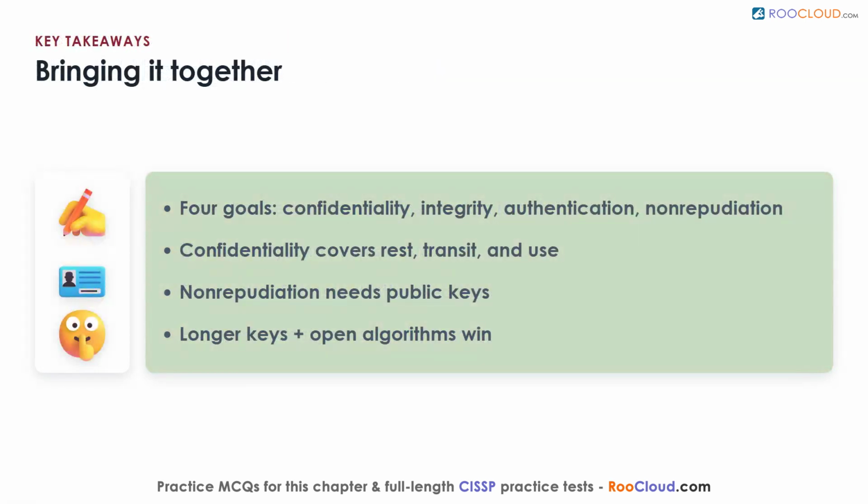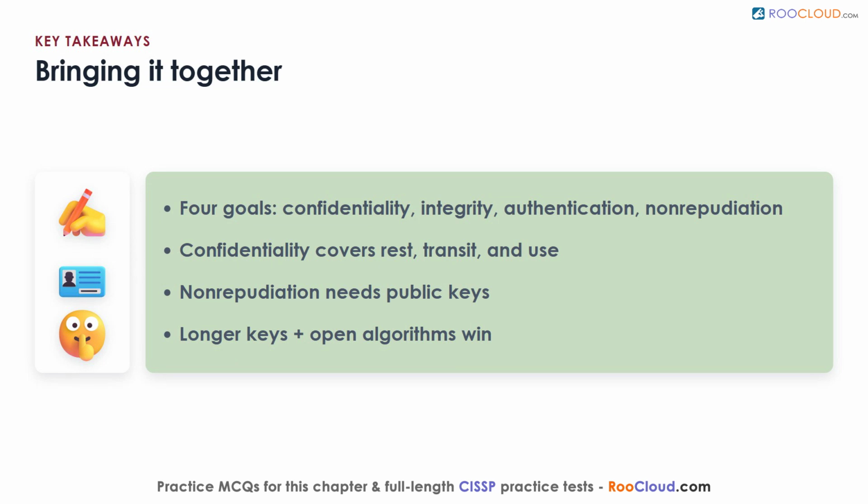So let's bring it together. Cryptography serves 4 goals: confidentiality, integrity, authentication, and non-repudiation, and you pick the ones you need. Confidentiality guards data at rest, in transit, and in use.